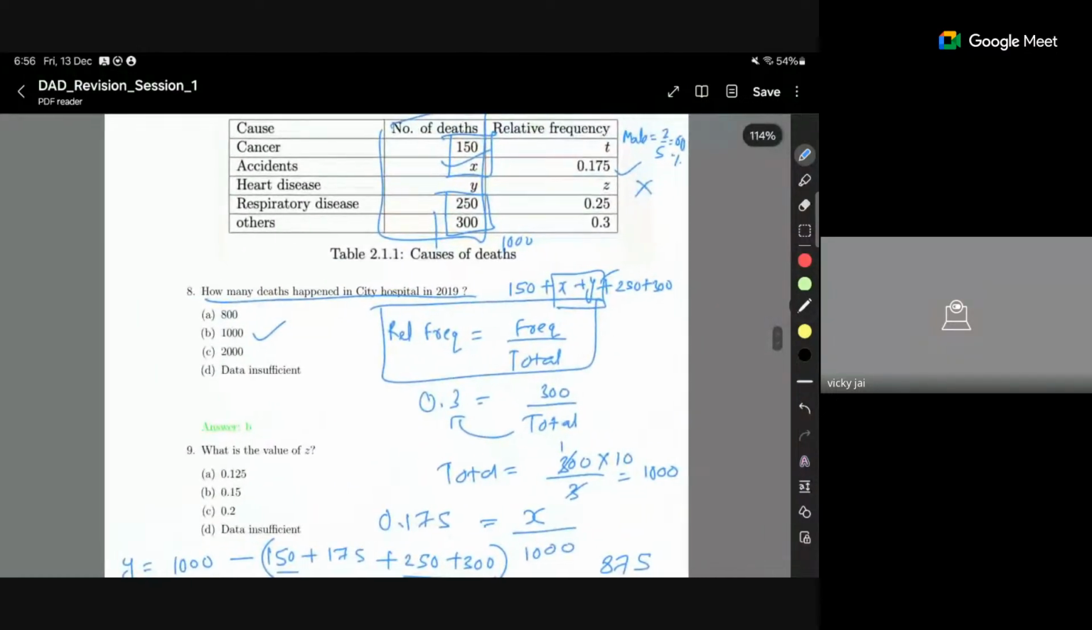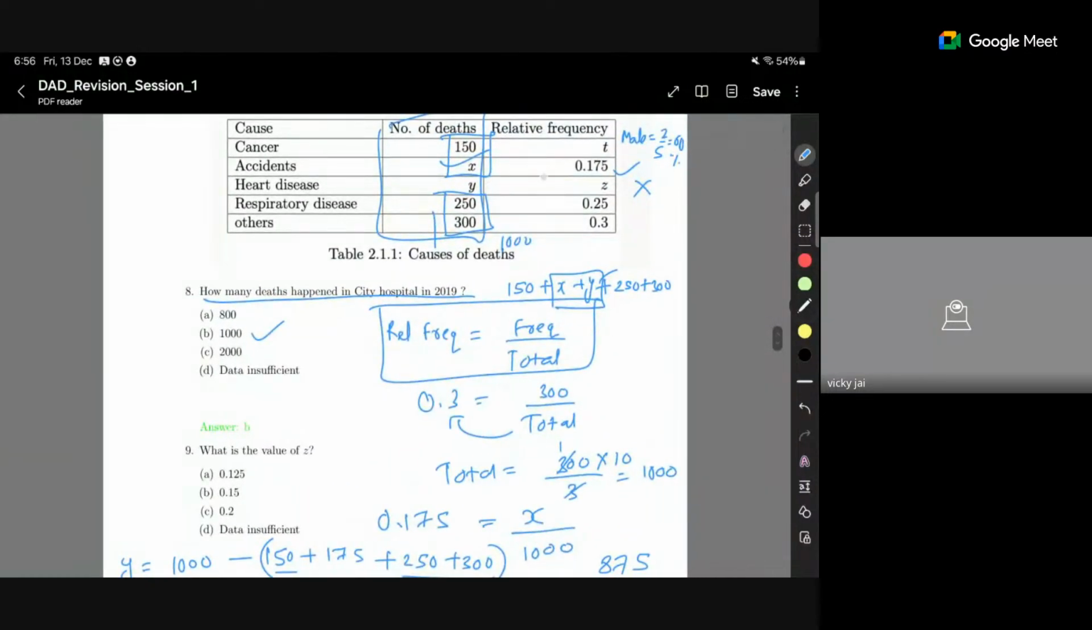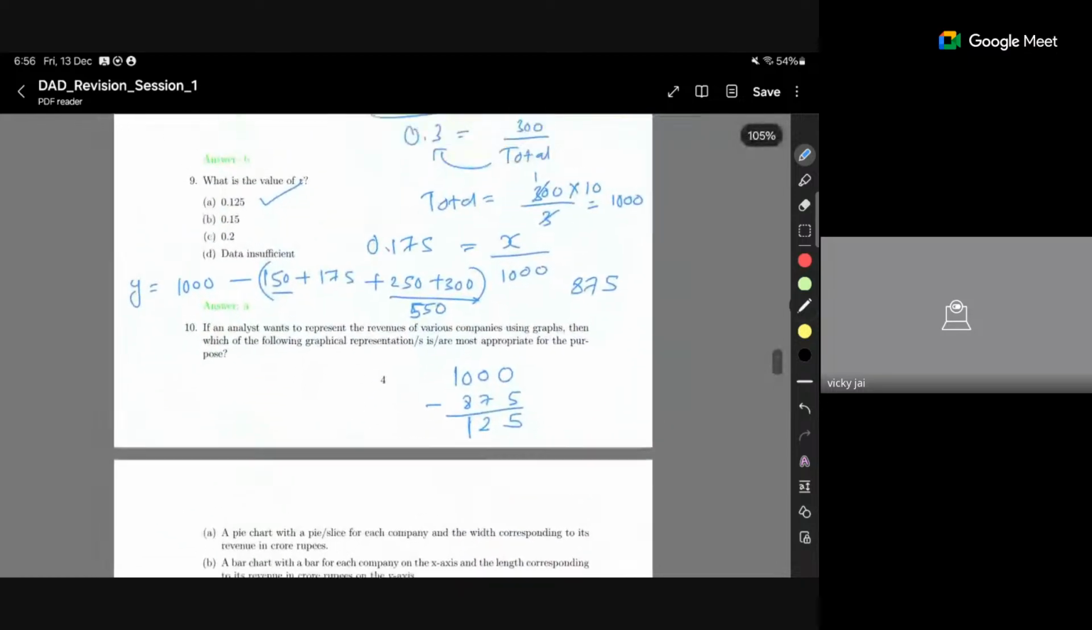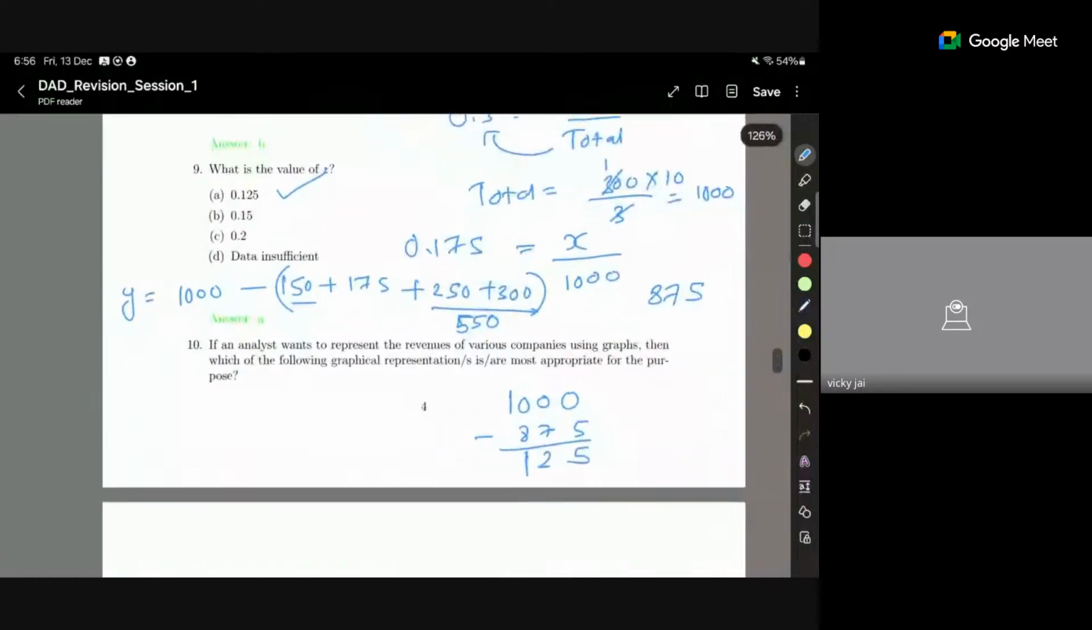So now what I know is x is 175, this is 125, and you can see the total will come out as 1000. So from this y I can figure out what z is, right? z is frequency, which is 125 divided by total 1000. So from this I know that the value is going to be 0.125. Okay, fine.